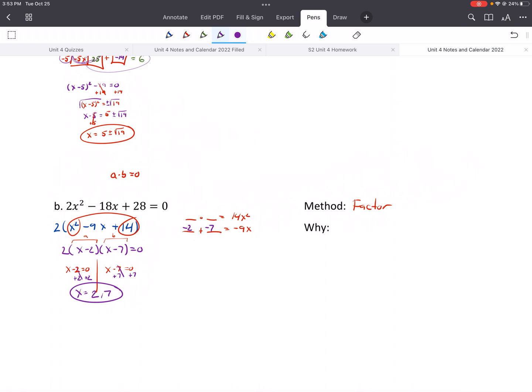Okay, so we can factor, because you can find the two things that multiply and add.